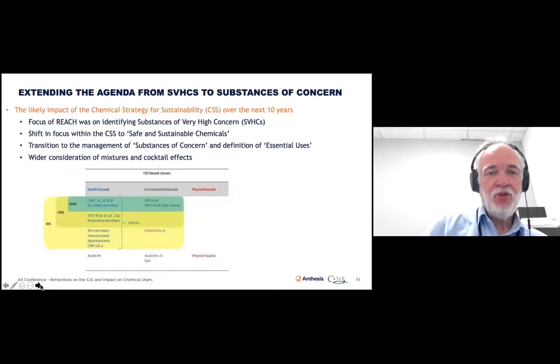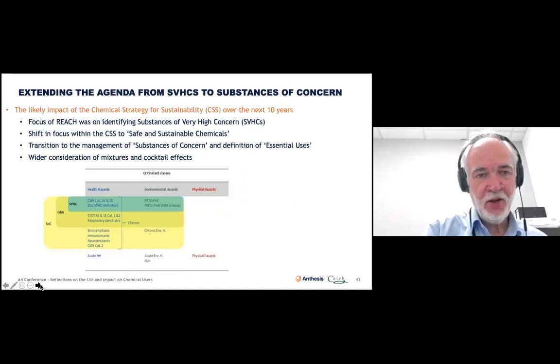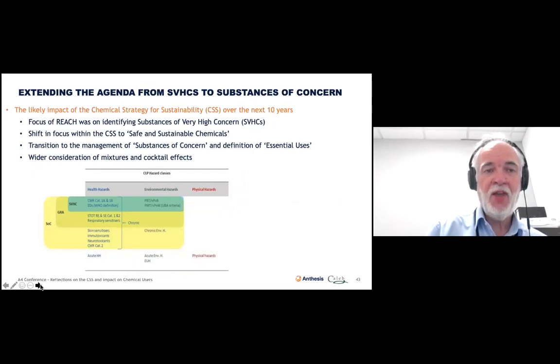So moving on to the comments I was having earlier, in the previous presentations we've heard quite a bit about reference to substances of very high concern, which are basically those in Article 57 of REACH currently, whether it's CMRs, PBTs and vPvBs, or chemicals of equivalent level of concern. And that shift in focus will be more towards safe and sustainable chemicals.